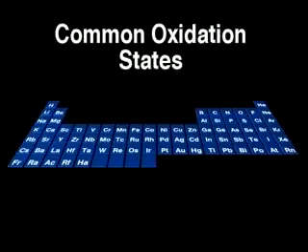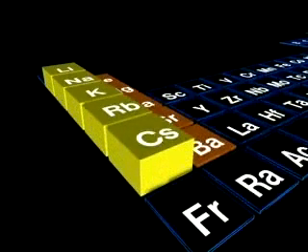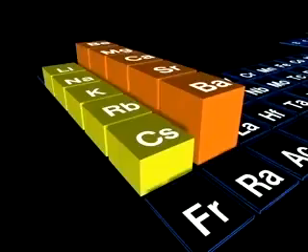The common oxidation numbers of the elements exhibit periodic trends. For example, the common oxidation numbers of the alkali metals are all +1, while for the alkaline earth elements of group 2, they are +2. These values correspond to the numbers of valence shell electrons in the atoms of these elements.